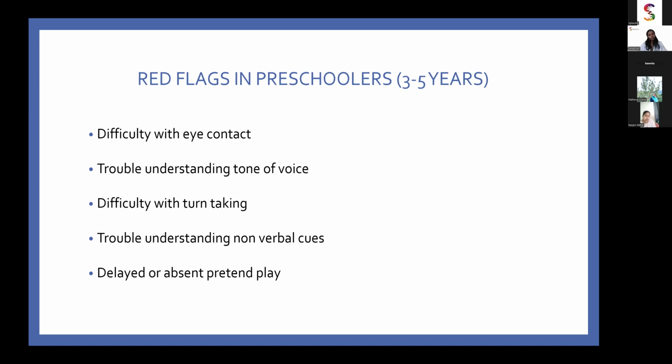Another thing is delayed or absent pretend play. Many of the kids in this 3 to 5 year old age group engage in pretend play, which is a kind of role play. They might play something like kitchen or doctor-patient. The child with social communication disorder will not be very active in this pretend play area.